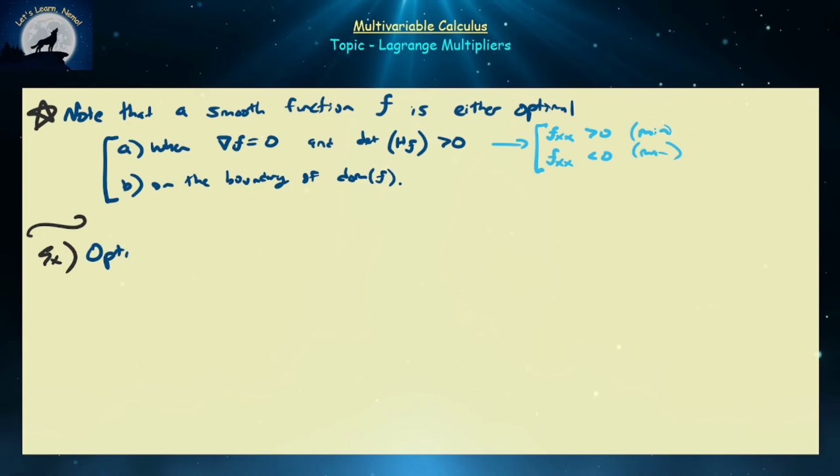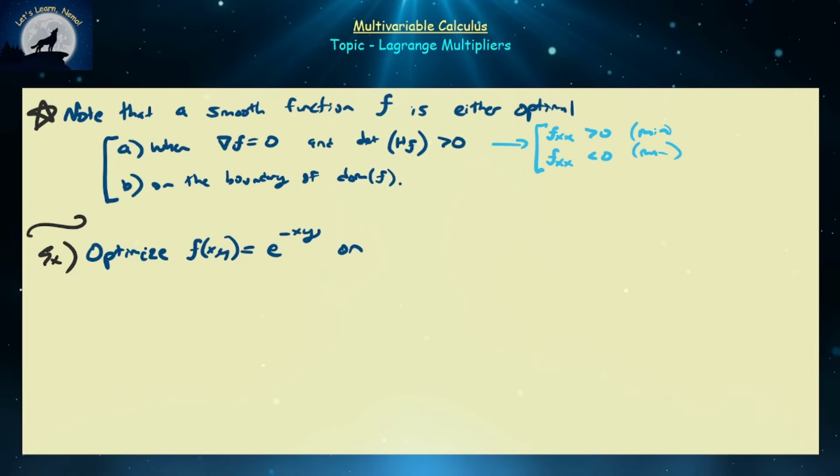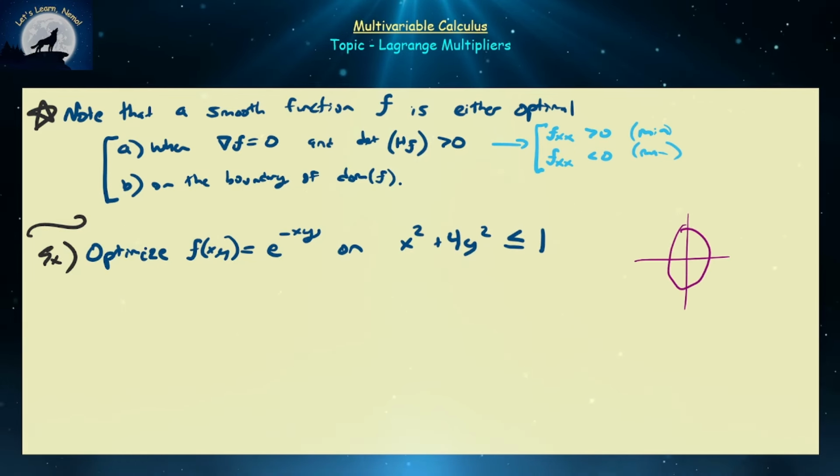Let's assume we want to optimize f(x,y) equals e to the minus xy on the region x squared plus 4y squared, so now it's an ellipse, less than or equal to 1. So this is the interior of an ellipse, right? So pretty much what we're looking at is an ellipse like this, and we want to find the optimal value either on the boundary or its interior, okay? I want to optimize this function along that region.